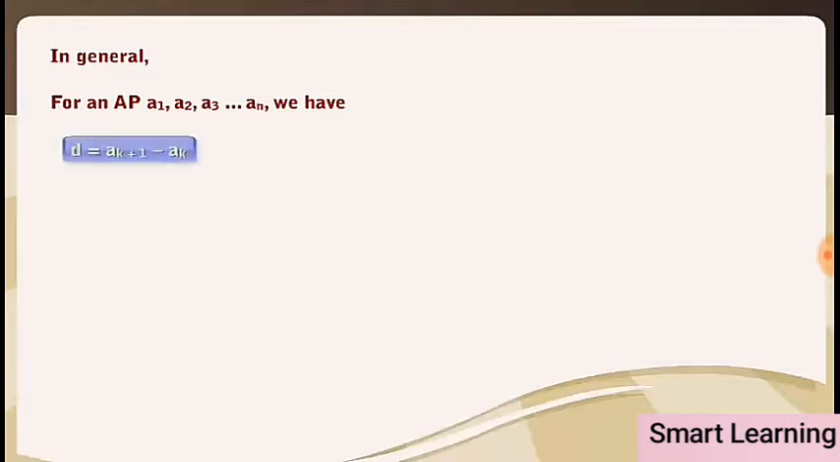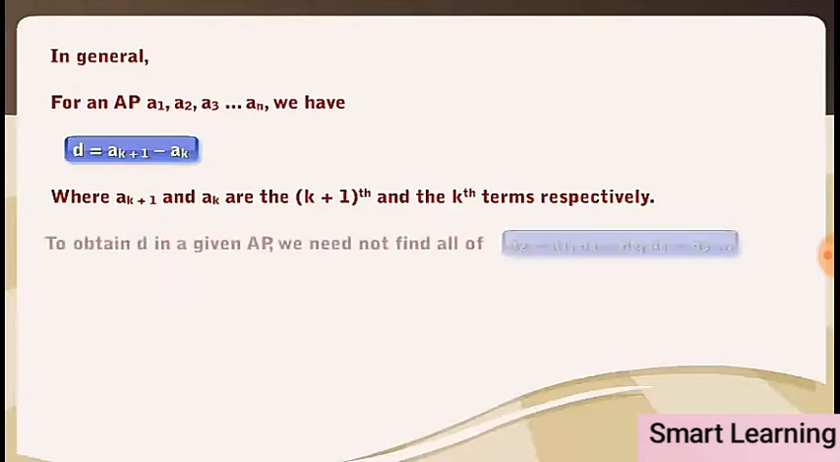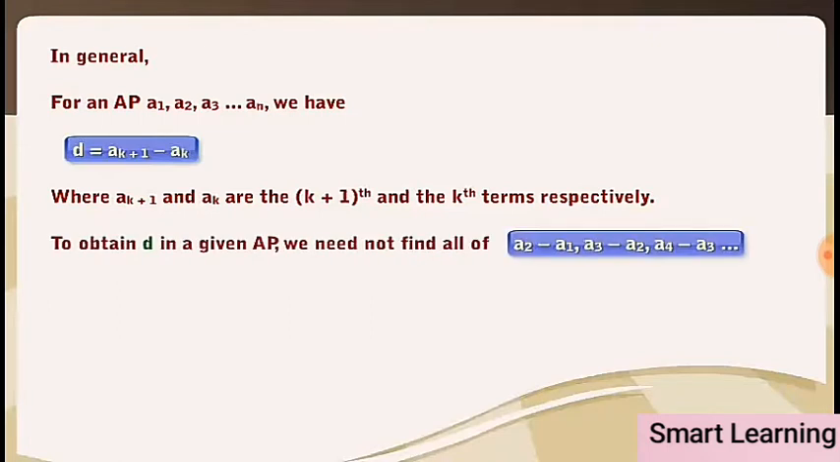In general, for an AP, A1, A2, A3 up to AN, we have D is equal to AK plus 1 minus AK, where AK plus 1 and AK are the K plus 1th and Kth terms respectively. To obtain D in a given AP, we need not find all of A2 minus A1, A3 minus A2, A4 minus A3. It is enough to find only one of them.